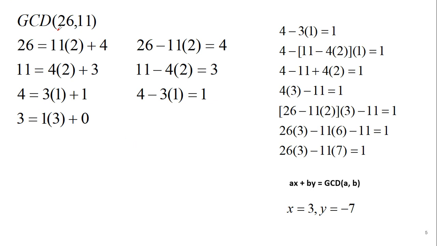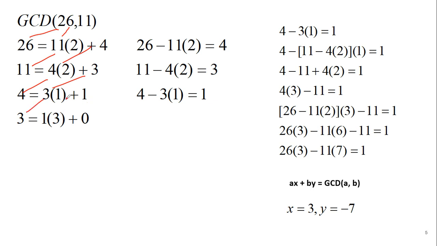26 and 11. The large number will come here. 26 is equal to 11 into 2 plus 4. At the same time we will write down the equation: 26 minus 11 of 2 is equal to 4. Next, 11 is equal to 4 into 2 plus 3. Then 11 minus 4 of 2 is equal to 3. Then 4 is equal to, shifting here, 3 into 1 plus 1.